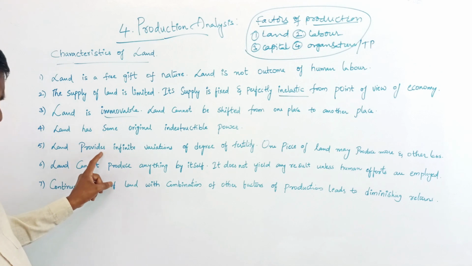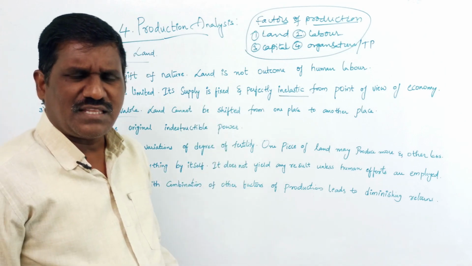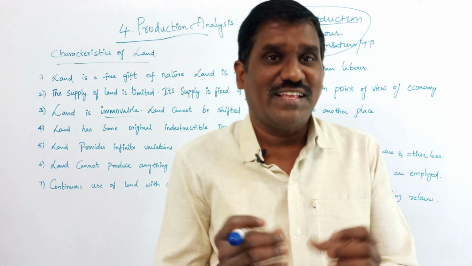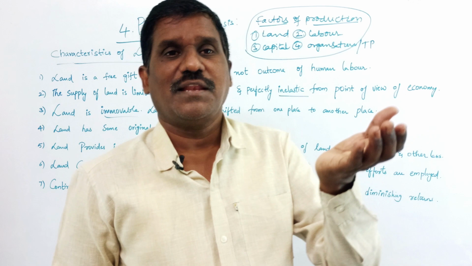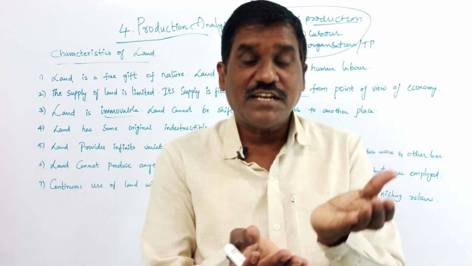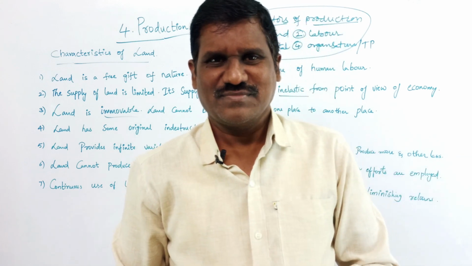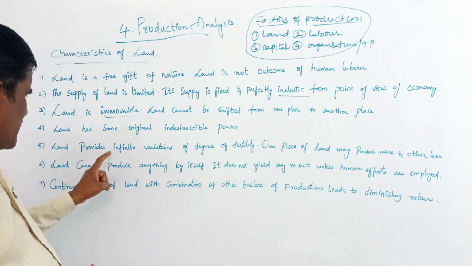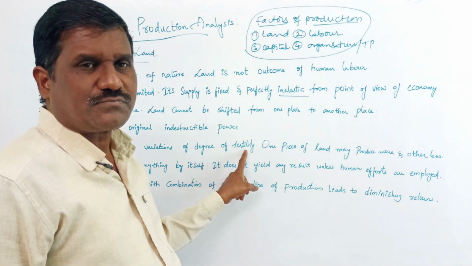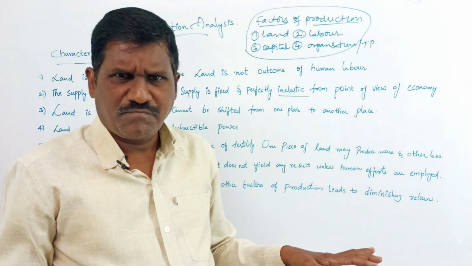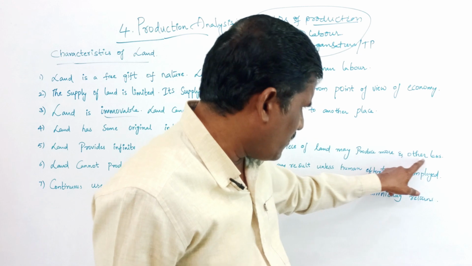Then land provides infinite variations of degree of fertility. Yes, different lands have different soils. High fertility soil, low fertility soil, medium fertility soil. Different soils give different output. So land provides infinite variations in the degree of fertility, the surface of the land. And one piece of land may produce more or less than another.